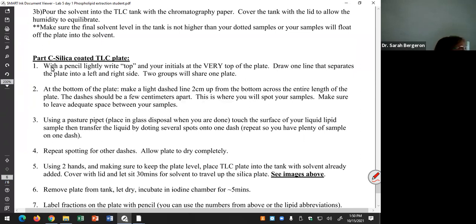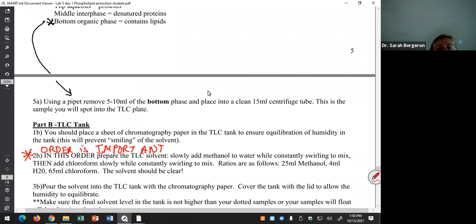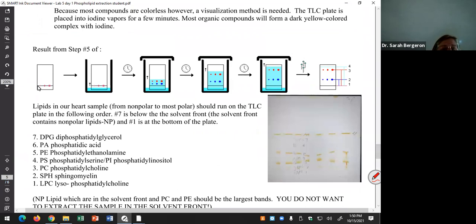So after your tank is prepared, then you need to prepare your plate. On the plate, you're going to use a pencil and you can actually write on the plate. I'm going to show you when we go in there. You write top and you put your initials so we know which group has what plate. And you're going to draw a line that separates into left and right plates. We'll have 4 groups and 2 plates because 2 groups can share a plate. At the bottom of the plate, you're going to make a light dashed line that's 2 centimeters from the bottom, going straight across the bottom. It'll look like this, just a straight line across the bottom of the plate.